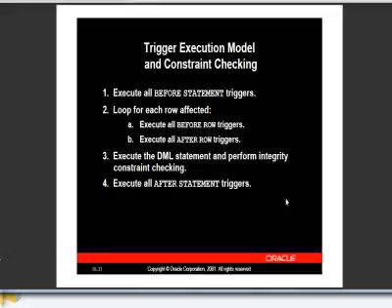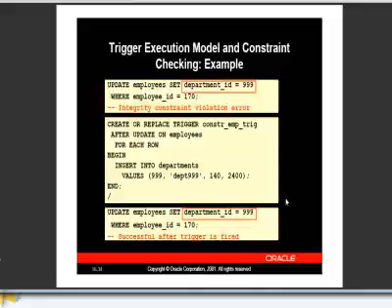Trigger execution model and constraint checking. First, execute all BEFORE statement triggers. Second, loop for each row affected: execute all BEFORE row triggers and execute all AFTER row triggers. Next, execute the DML statement and perform integrity constraint checking. And last, execute all AFTER statement triggers. This is an example of the trigger execution model and constraint checking.